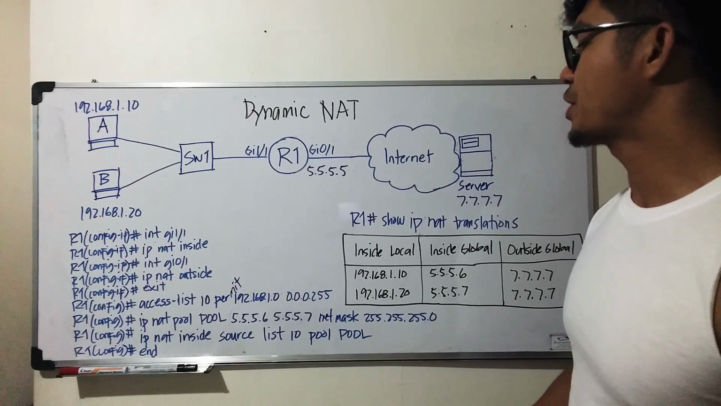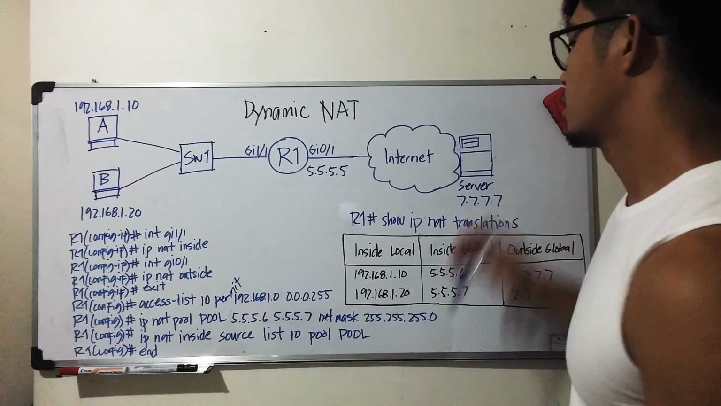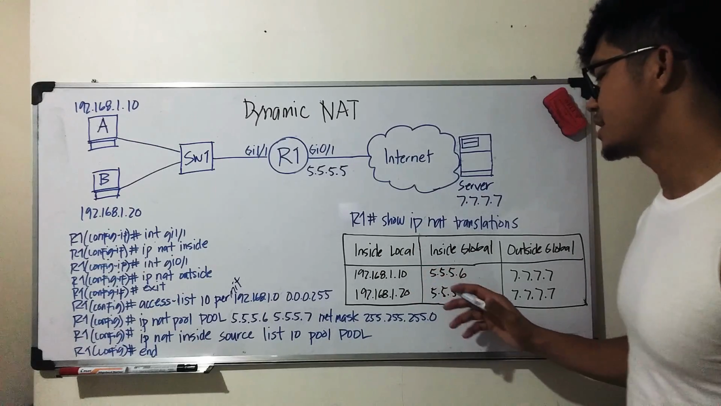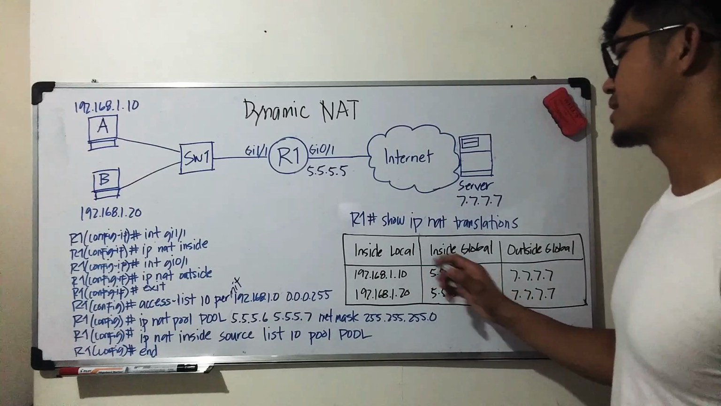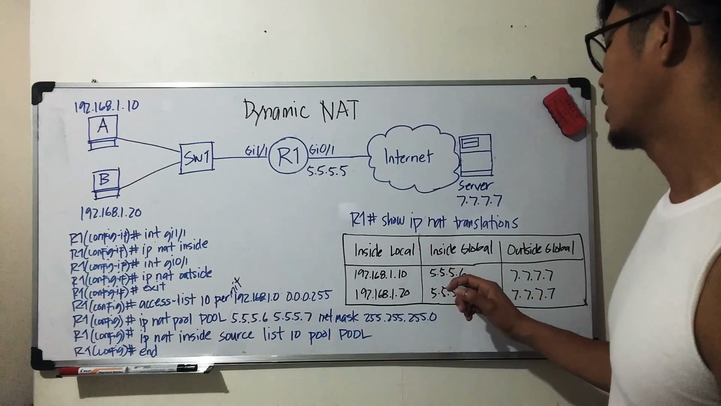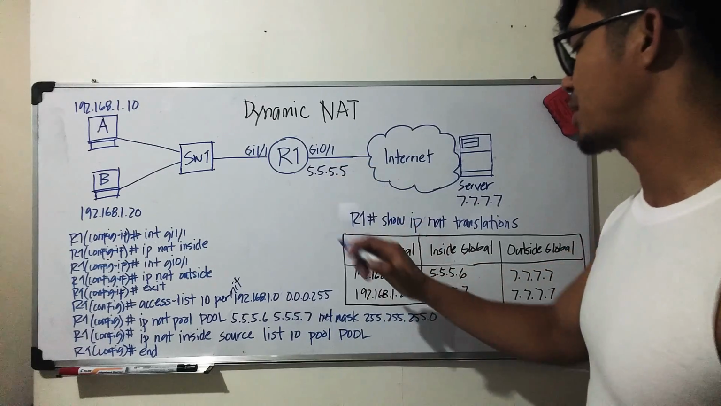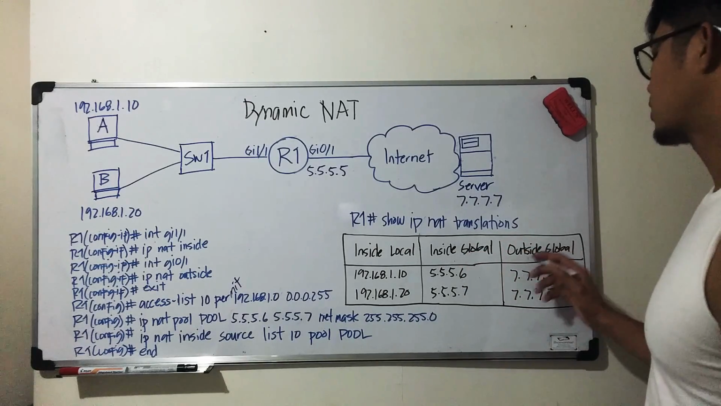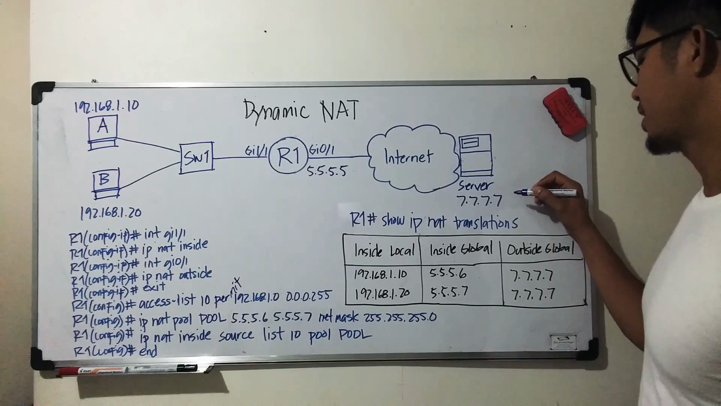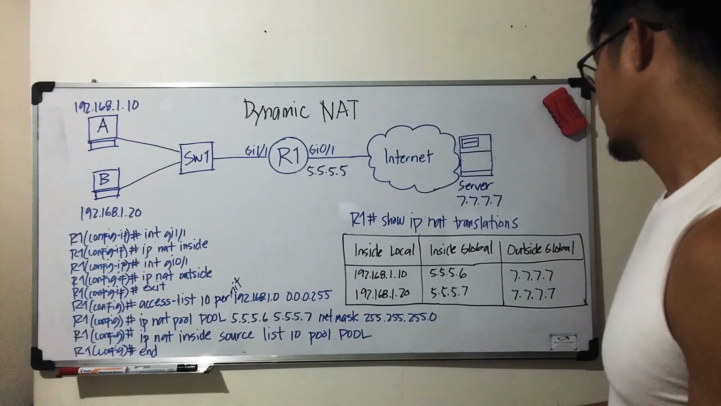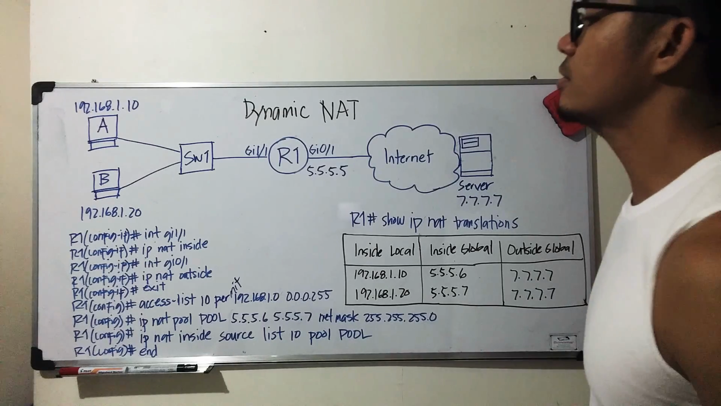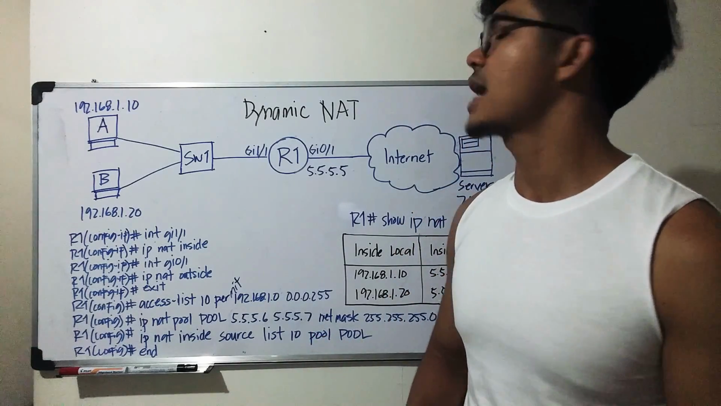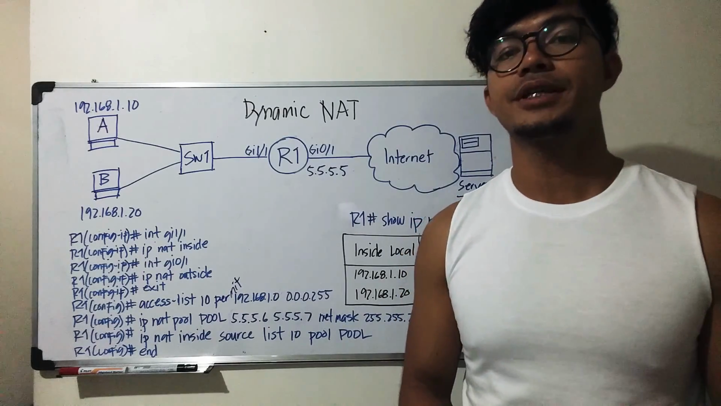And of course, you can always verify it by doing a show ip nat translations. And this is how you would see the output here. So basically, you have inside local, your private IP addresses, of course, and inside global, your public IP addresses, and outside global address, which is the web server that you are accessing or trying to access. So yeah, that's how you configure dynamic NAT, and that's how dynamic NAT works.